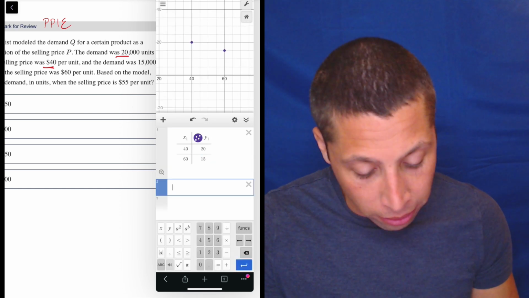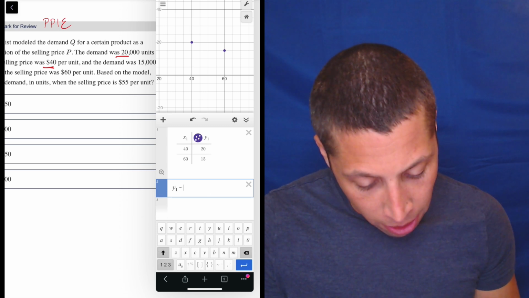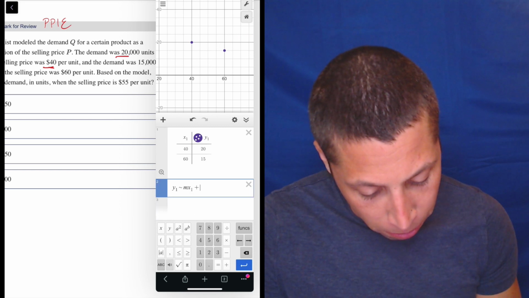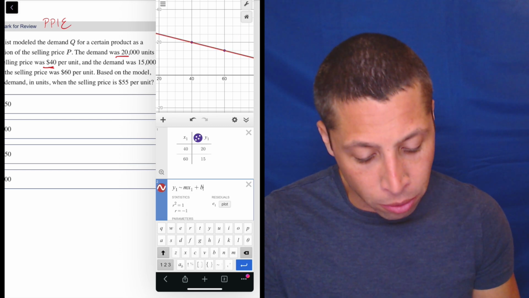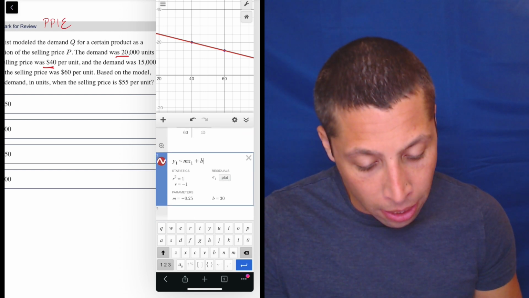So we can tell it to put the line between them by doing Y1, and then we need the tilde, and then we do M, and then X1 to tell it to go to the table, plus B. And now look, there you go. You got a line that goes through it. So there's the line, and if I scroll, we can see the equation. We got the M, we got the B. It's all good, but I don't care about that.